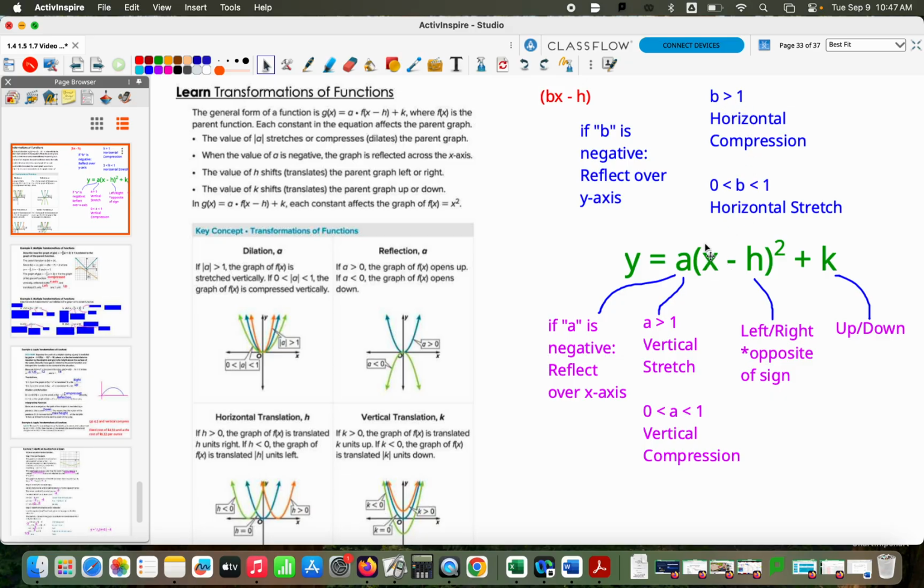If that number next to the x inside the grouping symbols is bigger than 1, then we have a horizontal compression. And if that number is between 0 and 1, then it's a horizontal stretch. So it's kind of opposite. Everything inside the parentheses is opposite of what you would think. If it's negative, it actually moves in the positive direction. If it's a bigger number, it's actually compressing it towards the y-axis. So a little bit different. These are good to be aware of if there's a number next to the x, but it's much more common to see vertical stretches and compressions.